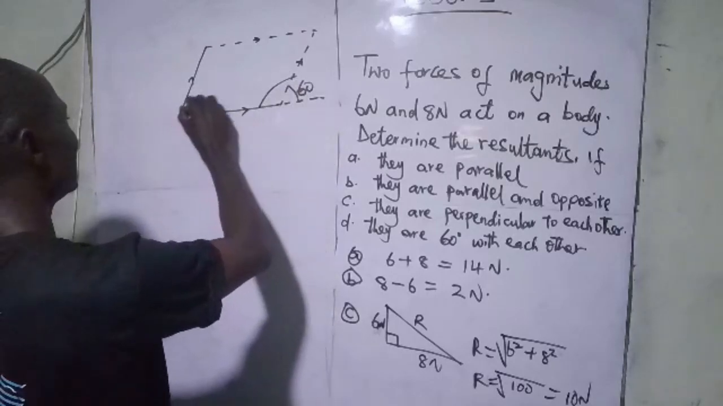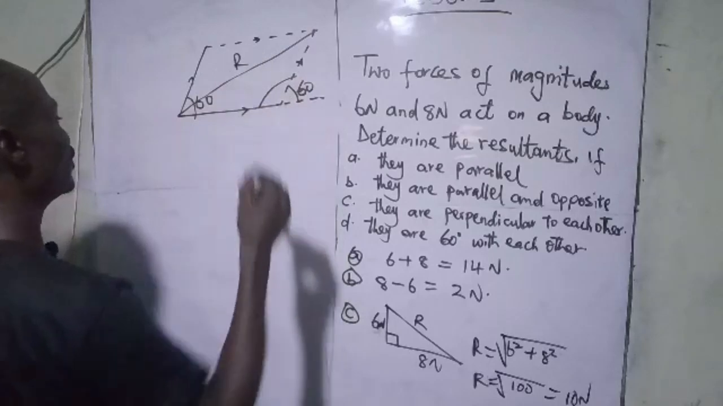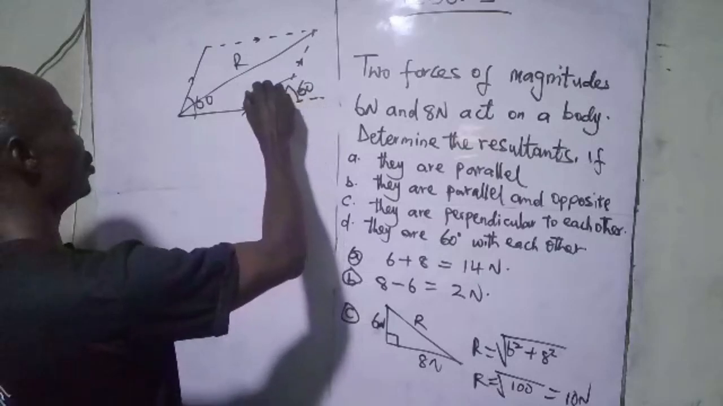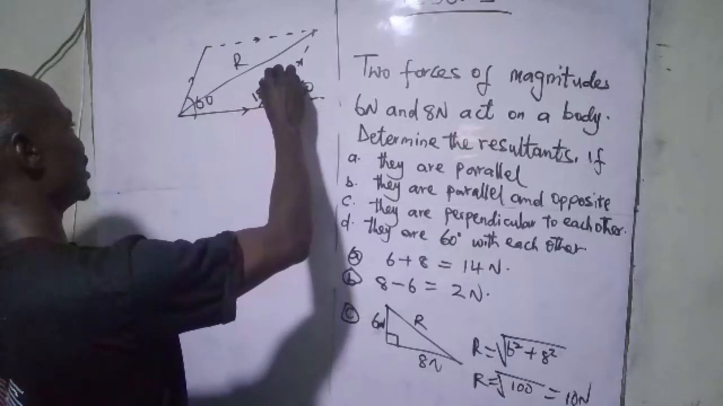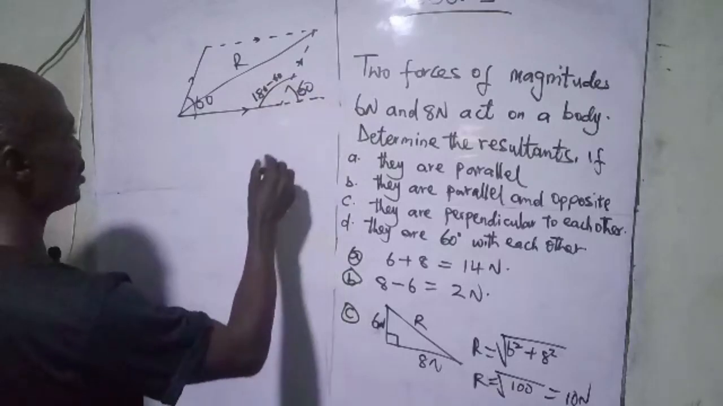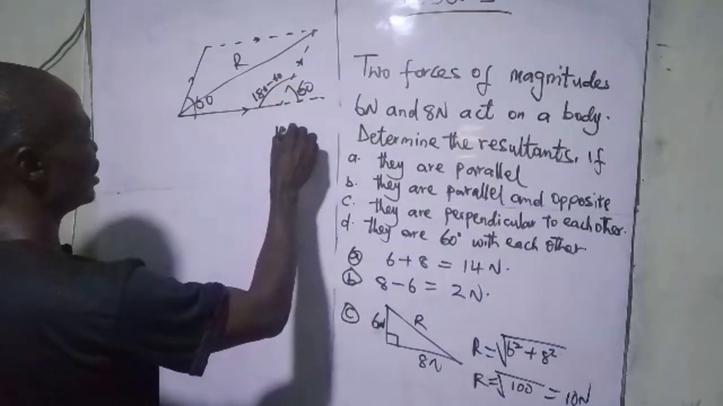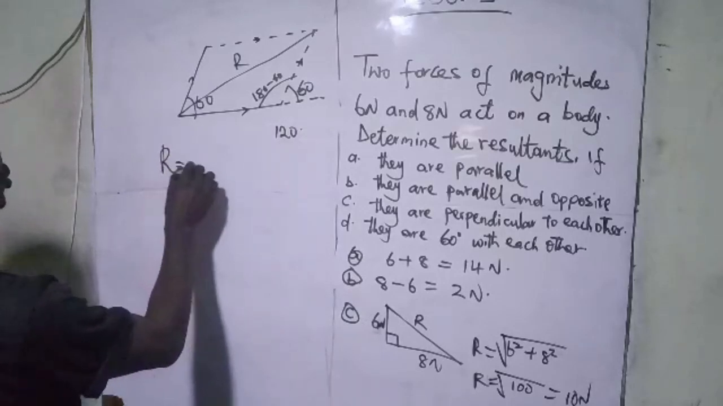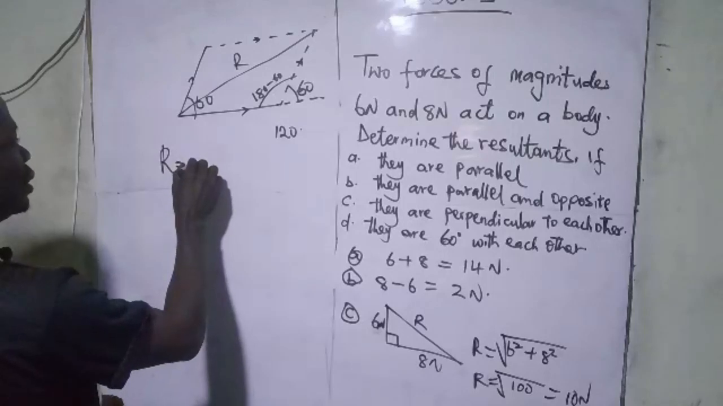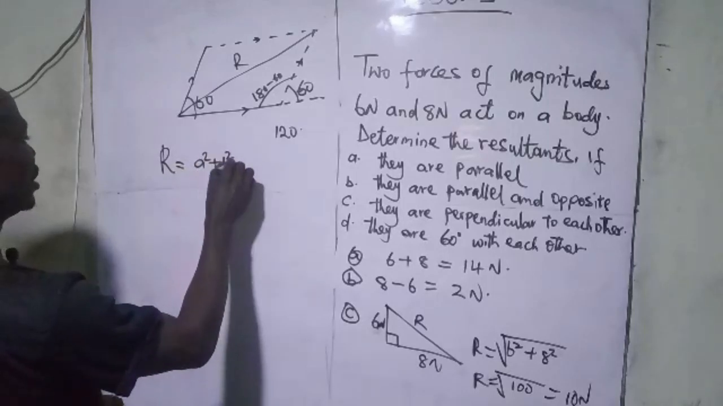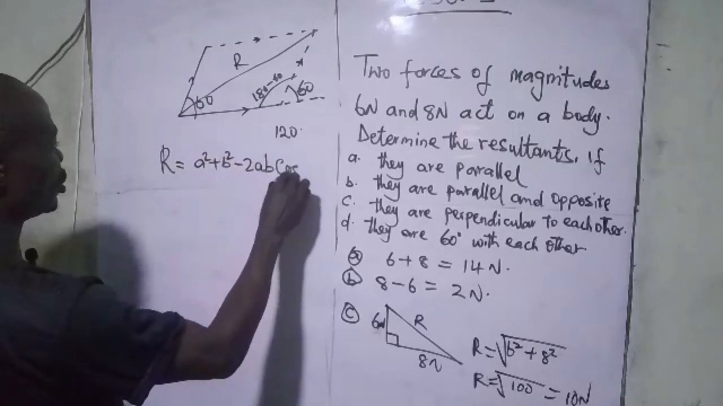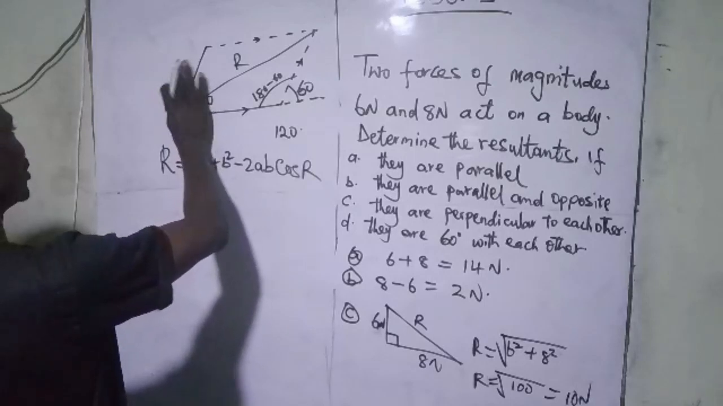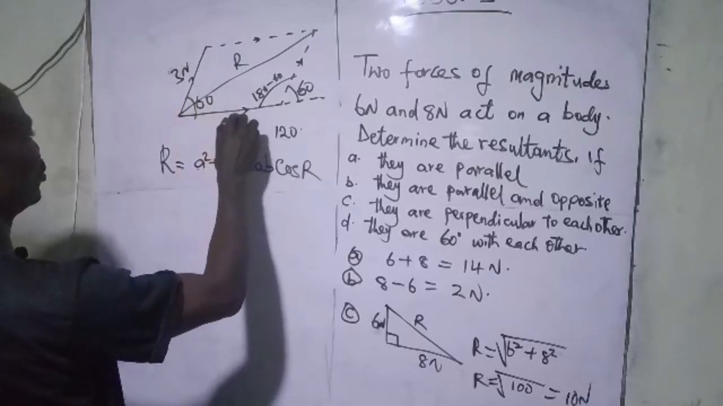Then we take the diagonal of the parallelogram, and that is going to be the resultant. Here is going to be 180 minus 60, which is the angle on a straight line. So 180 minus 60, of course, is 120 degrees. Using the cosine rule, we say a squared plus b squared minus 2ab cos R, where a and b represent the magnitudes of the forces, which are 3 Newton and 4 Newton respectively.